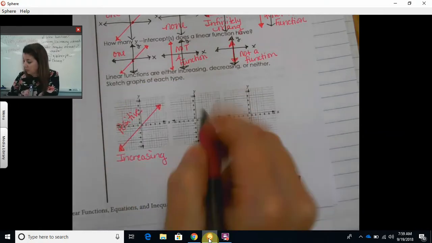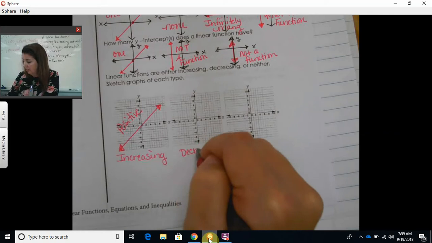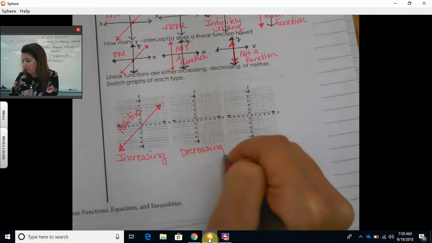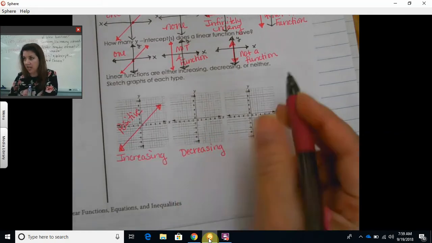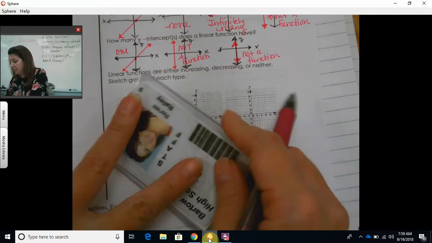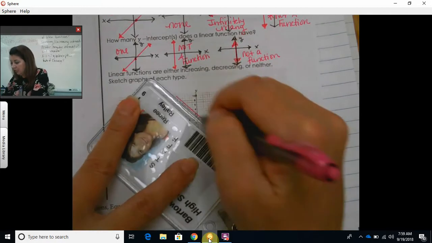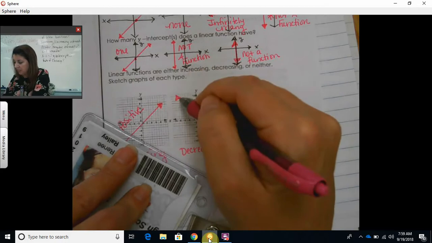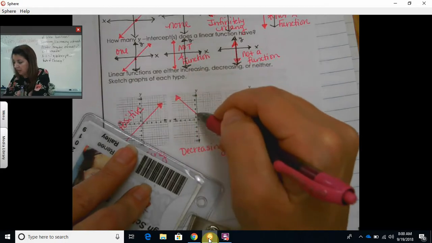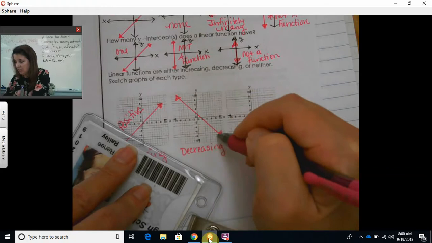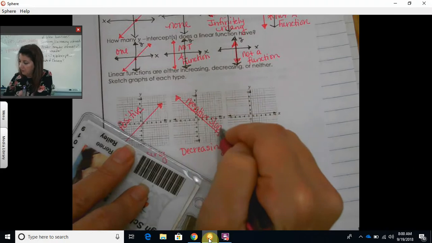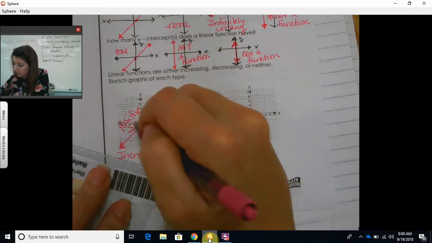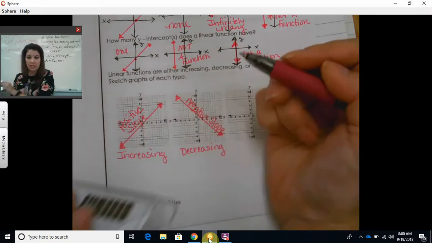So what kind of slope do you think a decreasing linear function would have? Negative, because as x increases, y would decrease. So just draw any line with a negative slope. As your x increases, so as you're going to the right, your y decreases. That would give you a negative slope. I should have written slope on the last one. The left one was positive slope, the right one was negative slope.